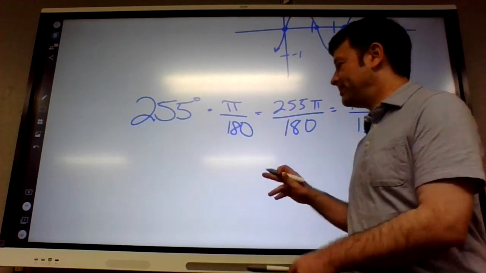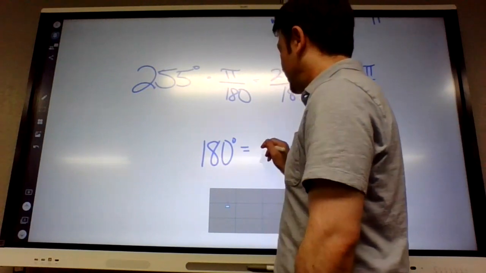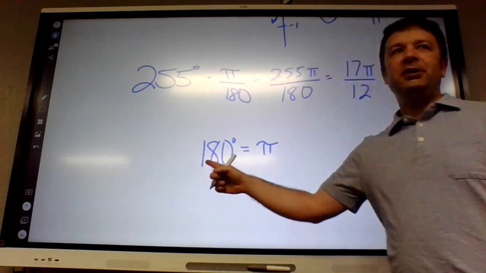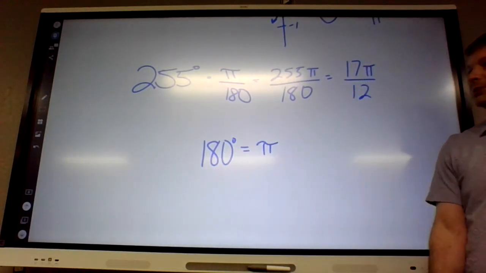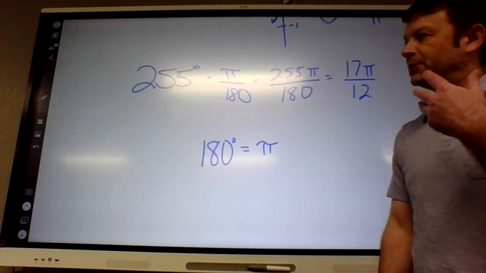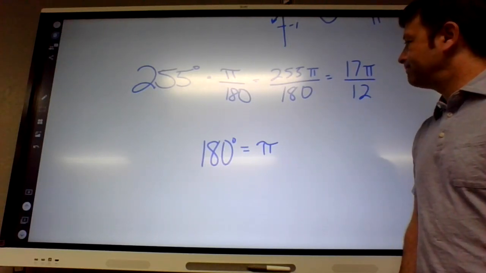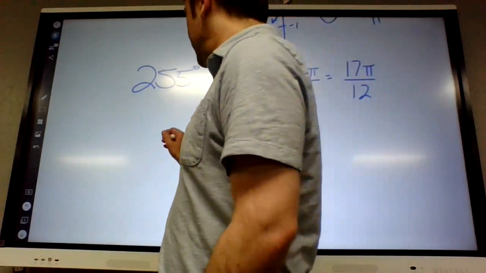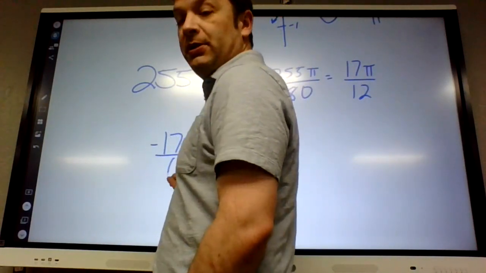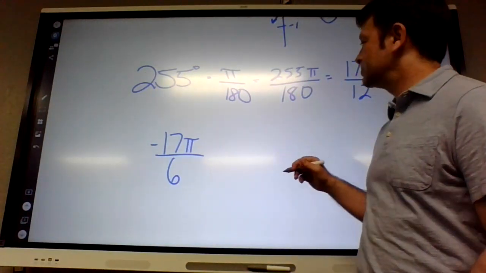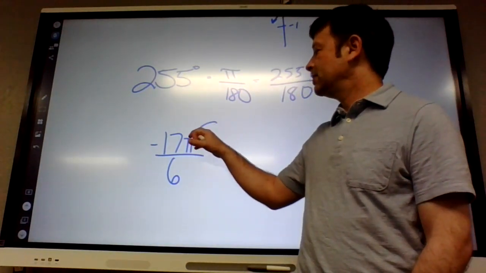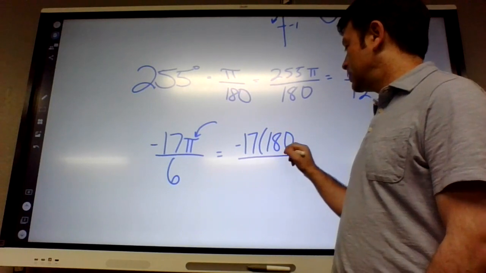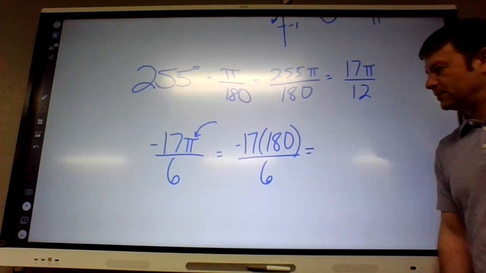We converted. Okay, you guys remember 180 degrees equals how many radians? Pi. Yes. 180 degrees equals 3.14 radians, or pi radians. It's just another way of measuring angles. And then number 3 says turn this into degrees. Remember how we turn it into degrees? We replace the pi with 180. And that would do it. Don't forget the negative.